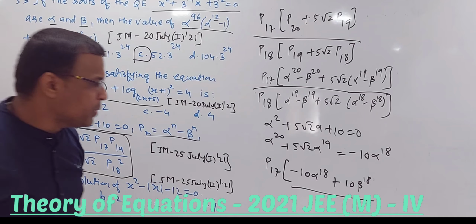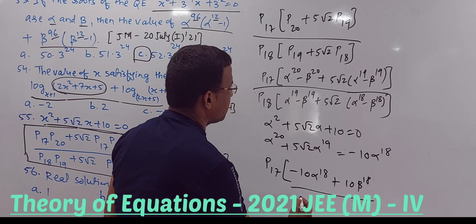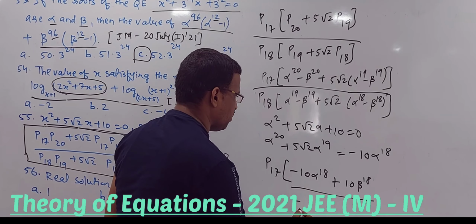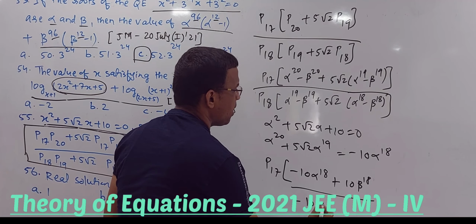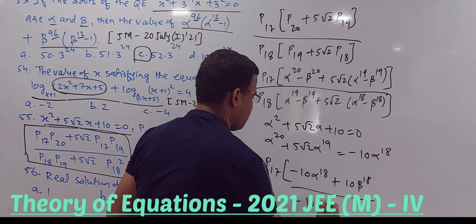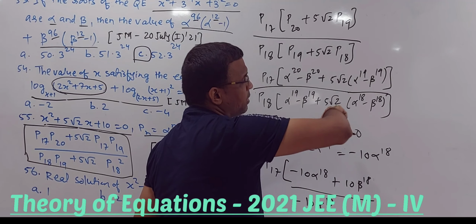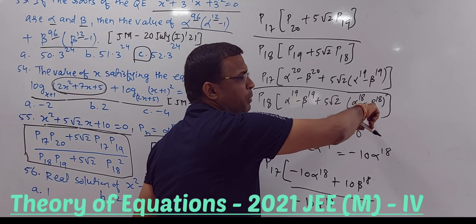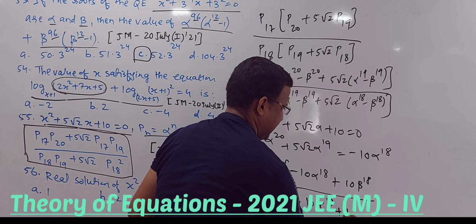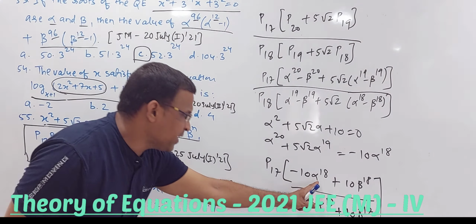And similarly in the denominator you will observe it will be, 19 we have just taken, so it is basically minus alpha power 19 plus 5 root 2 alpha power 18 will be minus 10 alpha power 17, 19 becomes 18, 18 becomes 17. And minus beta power 19 and in the bracket plus 5 into beta power 18. So that will give you plus 10 beta power 17. Fine. Now you can just take 10 common and cancel it.